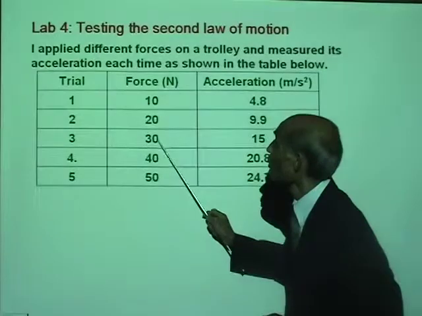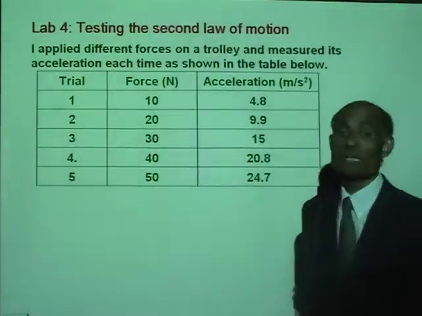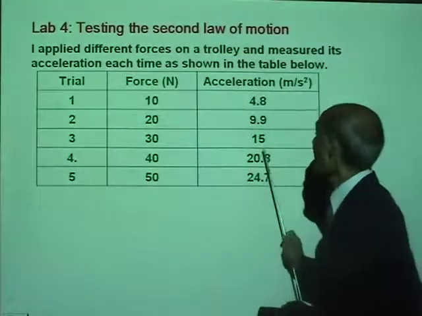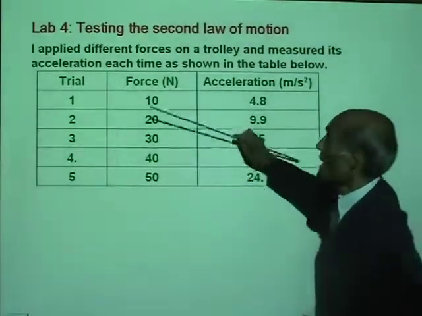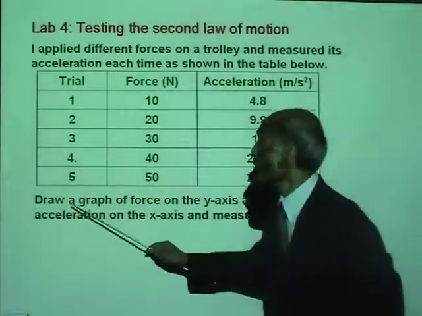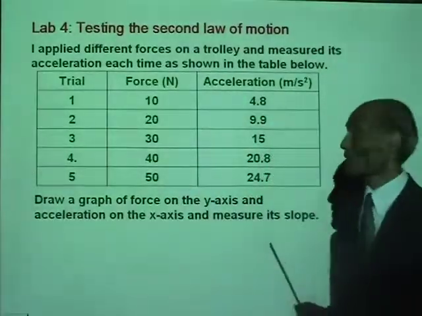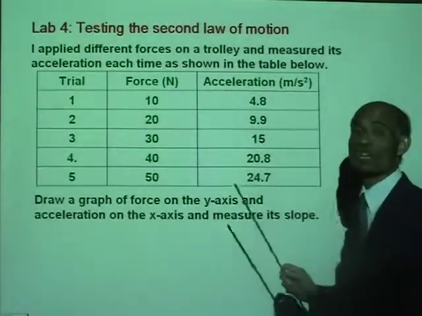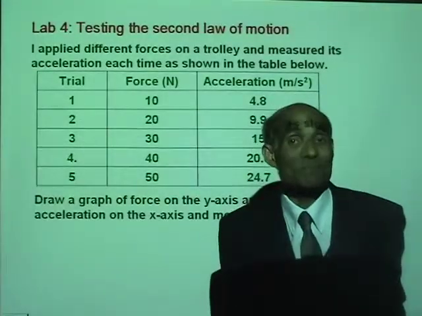Then I increased the force to 30 Newton. I got the acceleration 15 meter per second squared. Then I increased the force to 40 Newton. I got the acceleration 20.8 meter per second squared. I got 5 trials. Now what do I want you to do? Draw a graph of force on the vertical axis, and acceleration on the x-axis, and measure its slope. What will the slope represent?